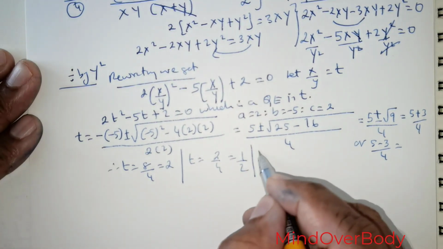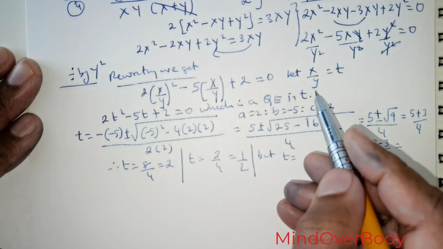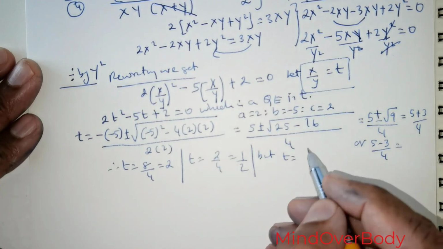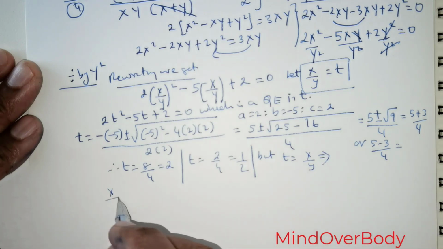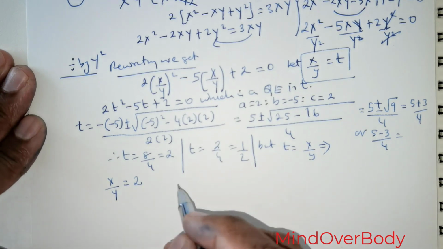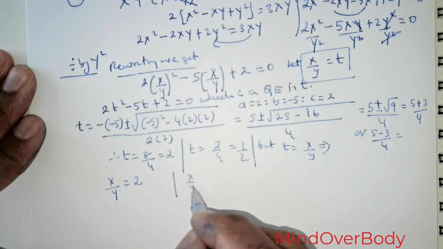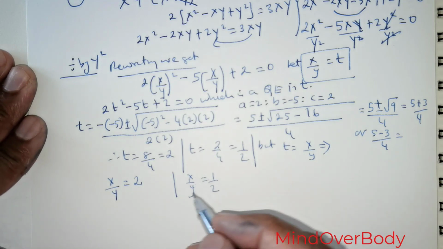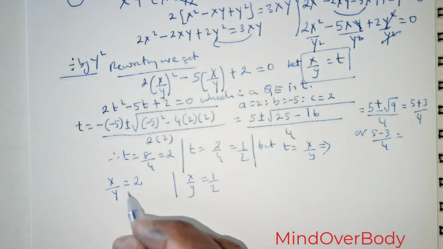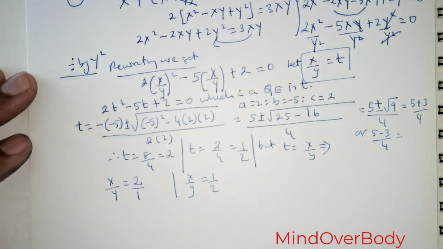Now the value of t is what? This is the value of t, x over y. So this would mean I get x over y is equal to 2, and then I get x over y is equal to 1 over 2. This is what I'm getting: x over y is equal to 1 over 2 and x over y is equal to 2. Now 2 is nothing but 2 over 1.